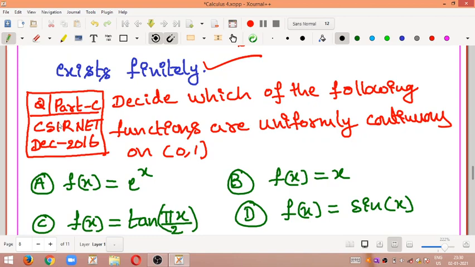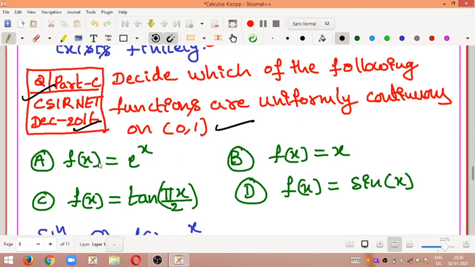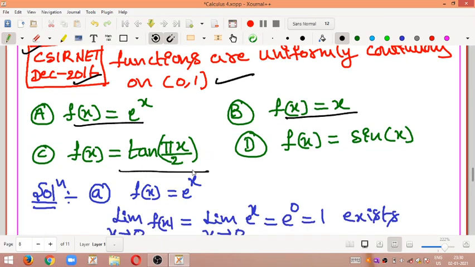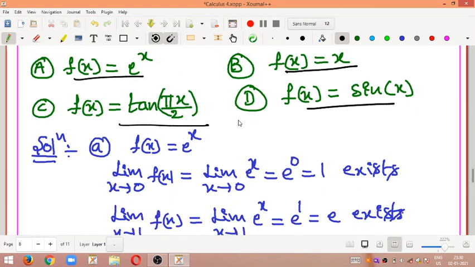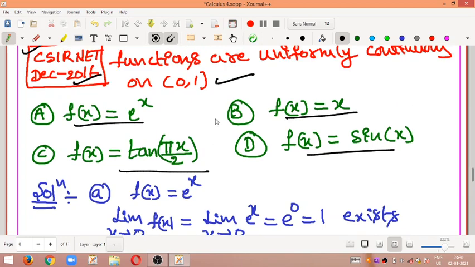This is question 40C, CSIR NET December 2016. Decide which of the following functions are uniformly continuous on the open interval a, b. The functions are: f of x equal to e power x, f of x equal to x, f of x equal to tan of pi x by 2, and f of x equal to sine of x. Now we want to check which functions are uniformly continuous.